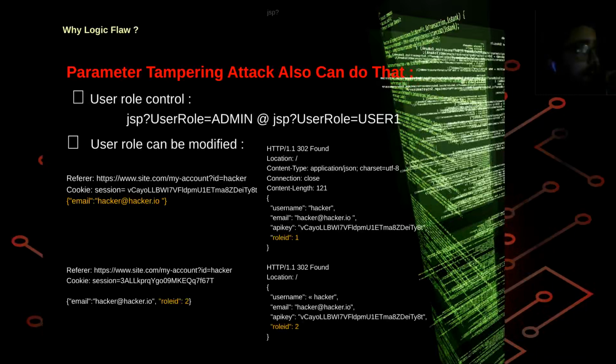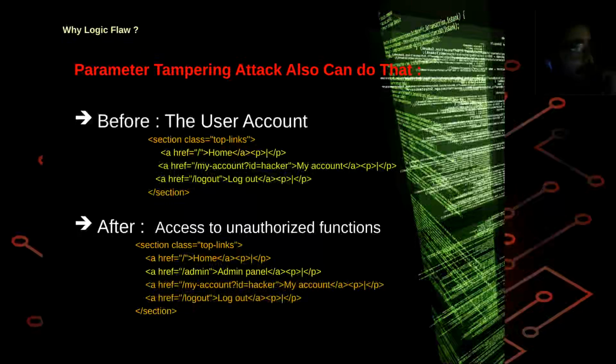Firstly, the user account with role ID 1 has my account and then logout. So they just access their account only. But when he changes his role, he accesses an unauthorized function. So as you can see, the admin panel. So he accesses the admin panel page.